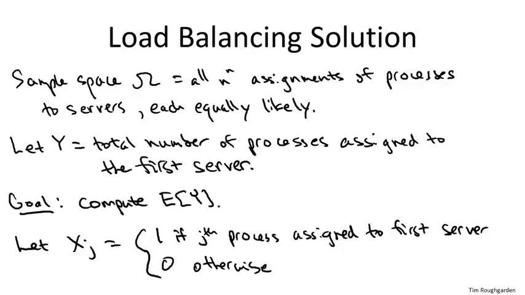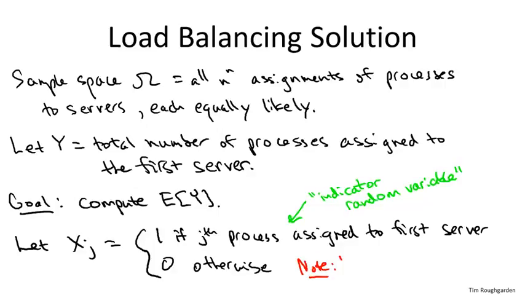0-1 random variables like xj are often called indicator random variables, because they in effect indicate whether or not a certain event occurs. In this case, whether or not the jth process gets assigned to the first server. Why did I make this definition? Well, observe that the total number of processes that gets assigned to the first server is simply the sum from j equals 1 to n of xj. xj says whether or not a given process, the jth process, is on the first server. The total number is just the sum of these over all j.